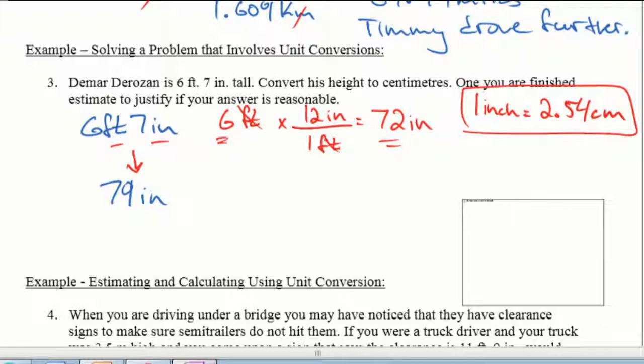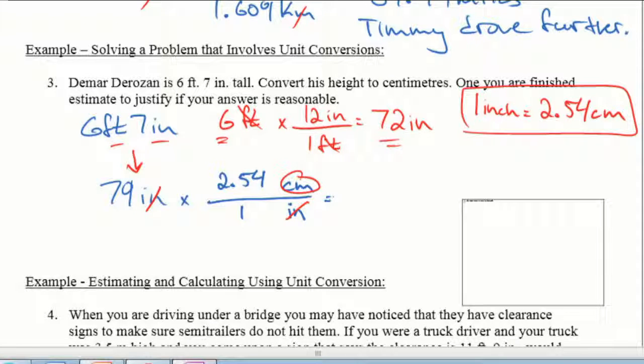I'm going to use that conversion factor now to convert the inches into centimeters. So I have inches on the top. I want to get rid of them, so I'm going to put them on the bottom. I want to end up with units of centimeters, so I'll put them on the top. And in this case, I know 1 inch is 2.54 centimeters. My inches cancel, left with units of centimeters.